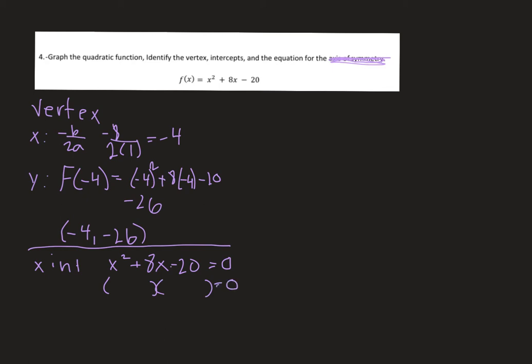So the factors of 20 that give us 8 are positive 10 and negative 2. So my x-intercepts are x equals negative 10 and 2. I'm not sure what happened to my screen on here. Hopefully it still looks okay. But here are our x-intercepts.